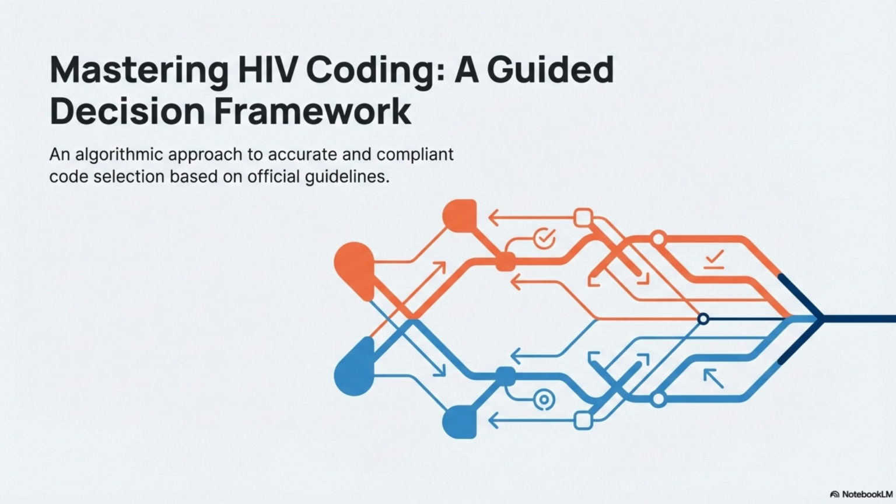Alright, now we're diving into the chapter-specific guidelines, starting with Chapter 1, Certain Infectious and Parasitic Diseases, and specifically, HIV coding. This chapter can feel intimidating at first, but once you understand the logic behind the guidelines, everything starts to click.